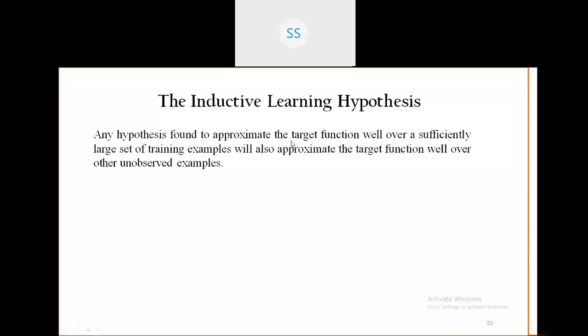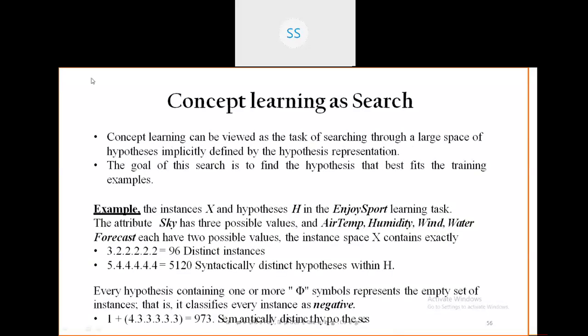Any hypothesis found to approximate the target function well over a sufficiently large set of training examples will also approximate the target function well over the other unobserved examples. If your hypothesis works for a sufficiently large set of training examples, it will obviously work for the other unobserved examples as well. And you are also using concept learning as a form of search.